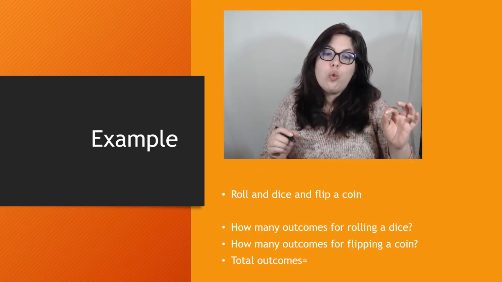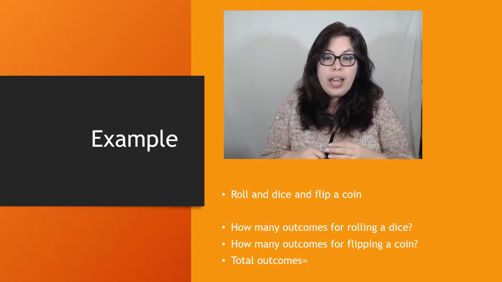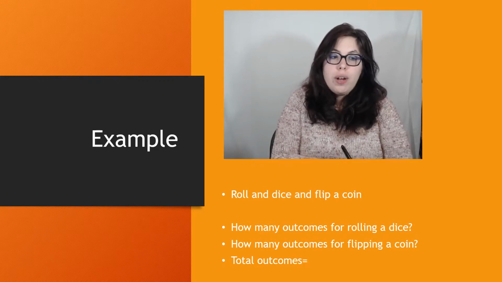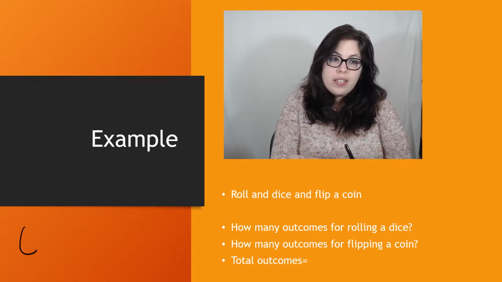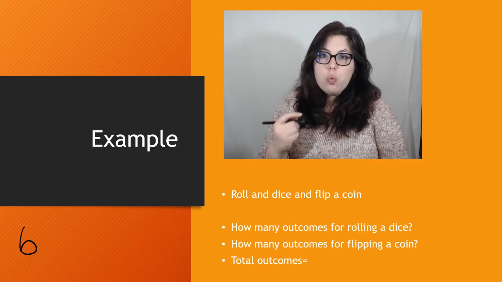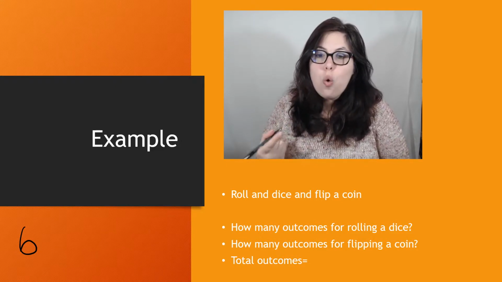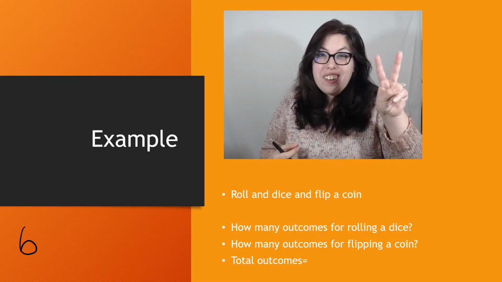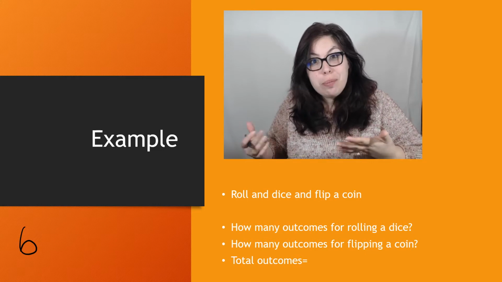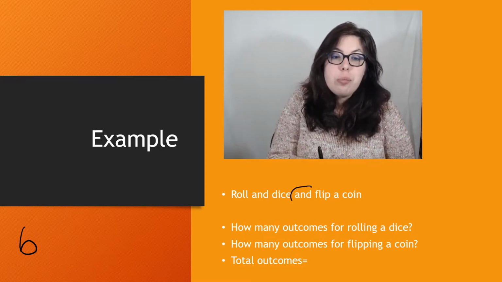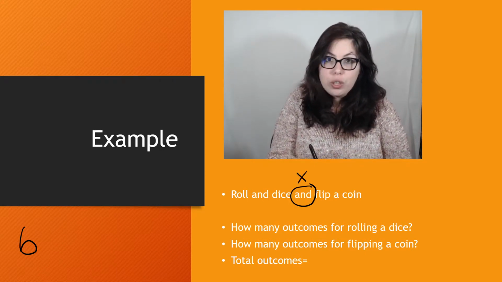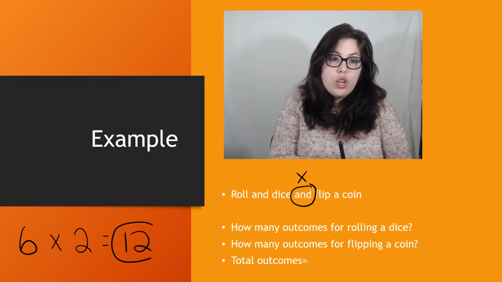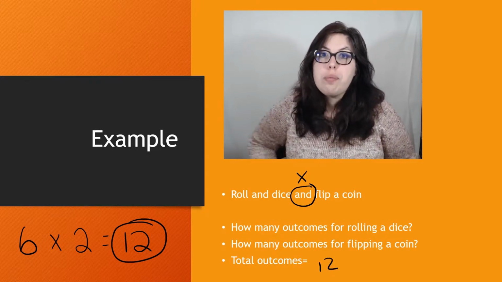So in this one, we're going to roll a dice and flip a coin. Okay, so first I need to know how many outcomes there are for rolling a dice. Well, if I roll a dice, there are 6 different outcomes I could get: a 1, a 2, a 3, a 4, a 5, or a 6. Okay, and I'm going to flip a coin, which has 2 outcomes. I can either flip heads or I can flip tails. Because it's an and probability, we multiply the outcomes. That is going to give us 12 total outcomes for our probability.